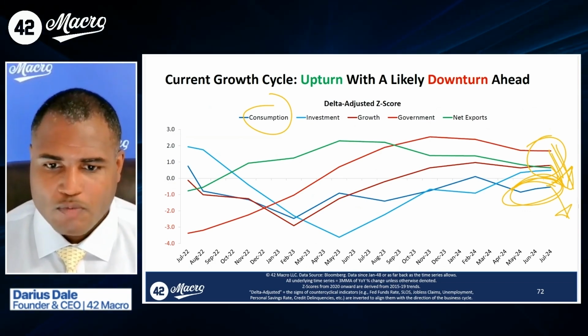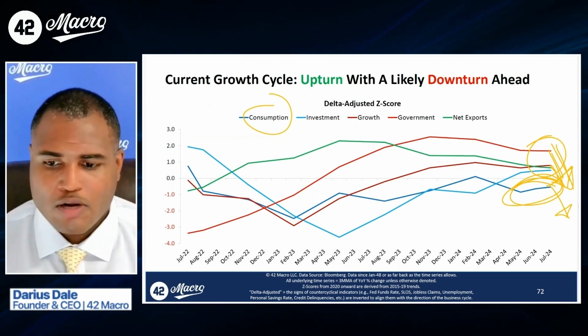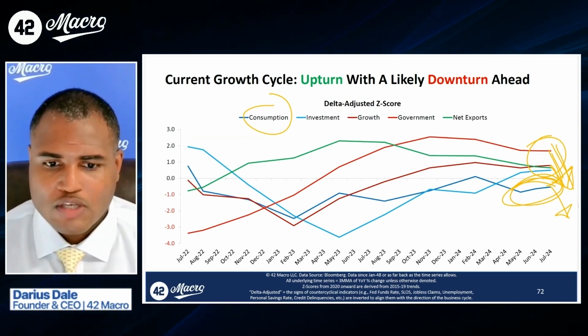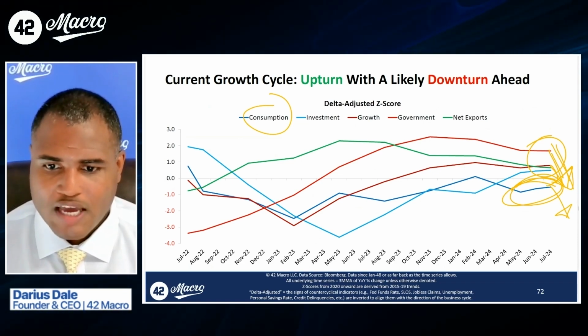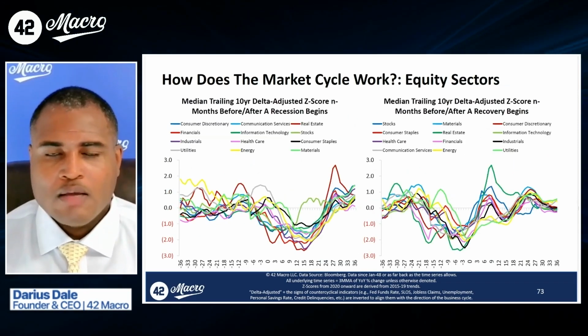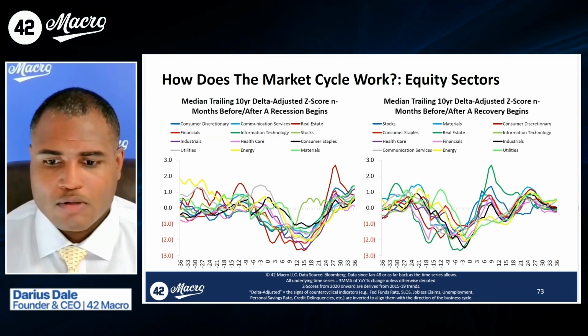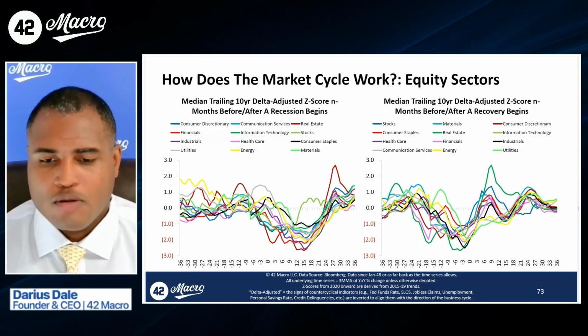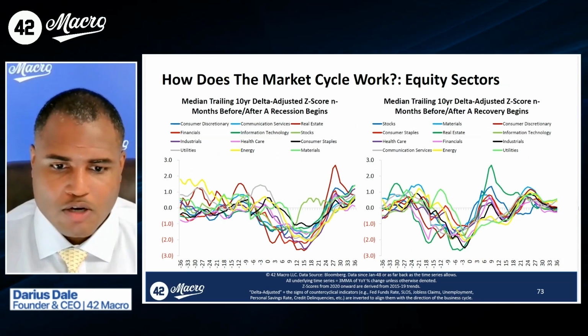So be aware of that. But yes, we're currently in an upturn with a likely downturn ahead, based on the leading indicator of the growth cycle in a business cycle downturn, because again, it's not always the exact same. Getting into the market cycle. So again, the market cycle follows the growth cycle. The growth cycle tends to break down before the market cycle does in a business cycle downturn.